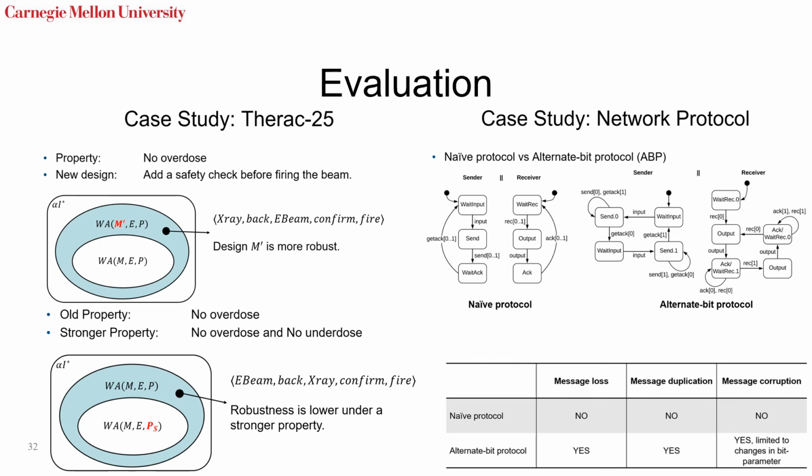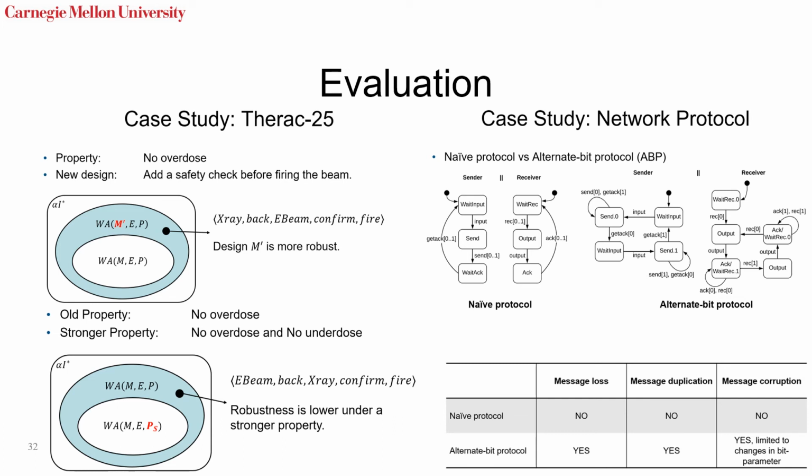In particular, we like to demonstrate that our tool for computing robustness is useful and it can be applied to different domains. In the first case study, we compare the robustness of a new design of 3025 to the original design. Our tool shows that the overdose scenario is now addressed by the new design, where we add a safety check before firing. Then we compare the robustness of the old design under 2 properties. One is that there should be no overdose. Another is that there should be no overdose and no underdose, which is a stronger property. Our tool shows that robustness is lower under the stronger property.